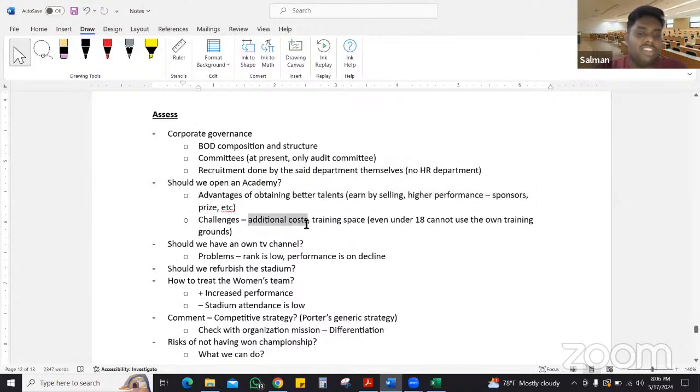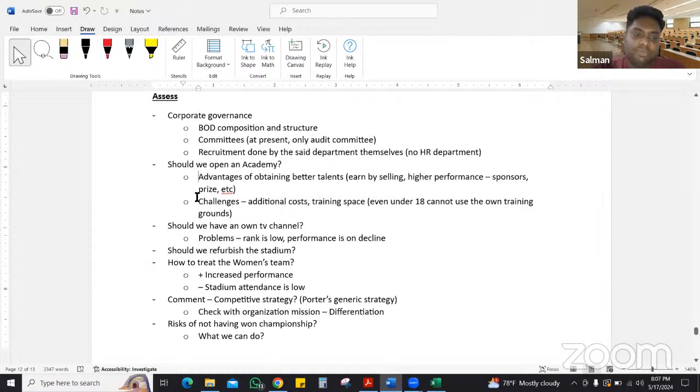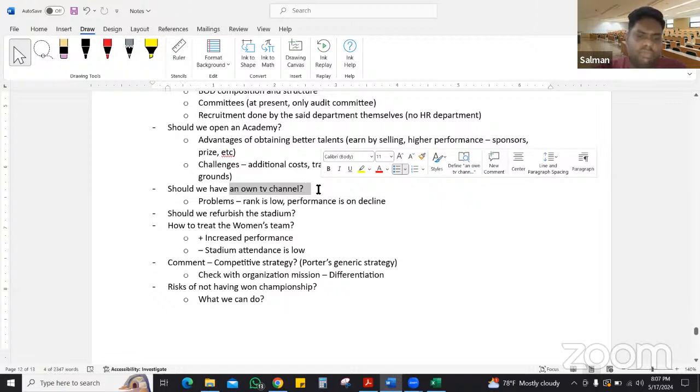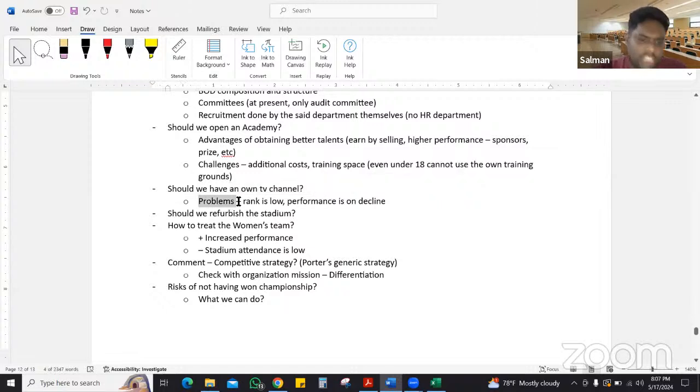Challenges, additional cost. Running an additional academy has additional cost. We need more training space. And if you look at our training space, even the under 18 team is not given time to train there. So it requires additional investment and running expenses. But the advantages are obvious as well. Should we have our own TV channel? That's another area. I don't know. Might not. But the problem is, if we have our own TV channel, will there be subscribers? Our rank is low. If our rank is improved, then we can consider having our own TV channel.